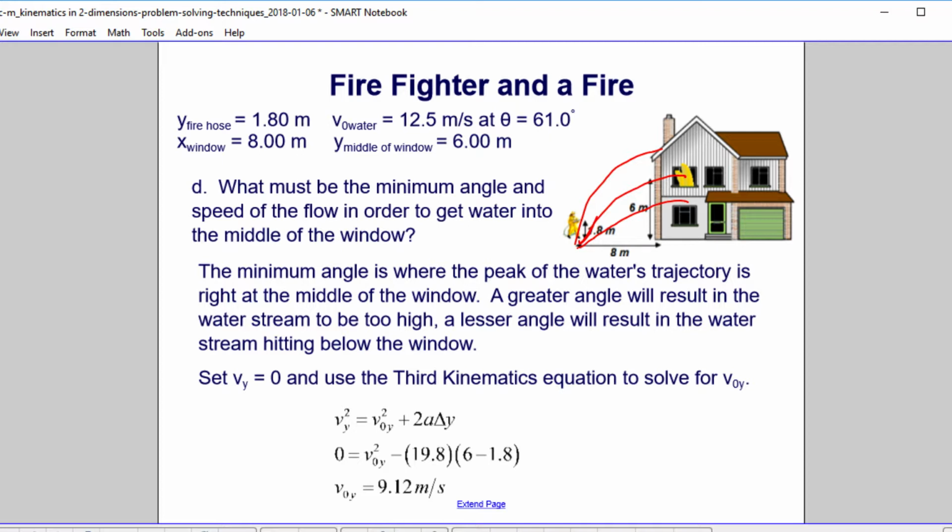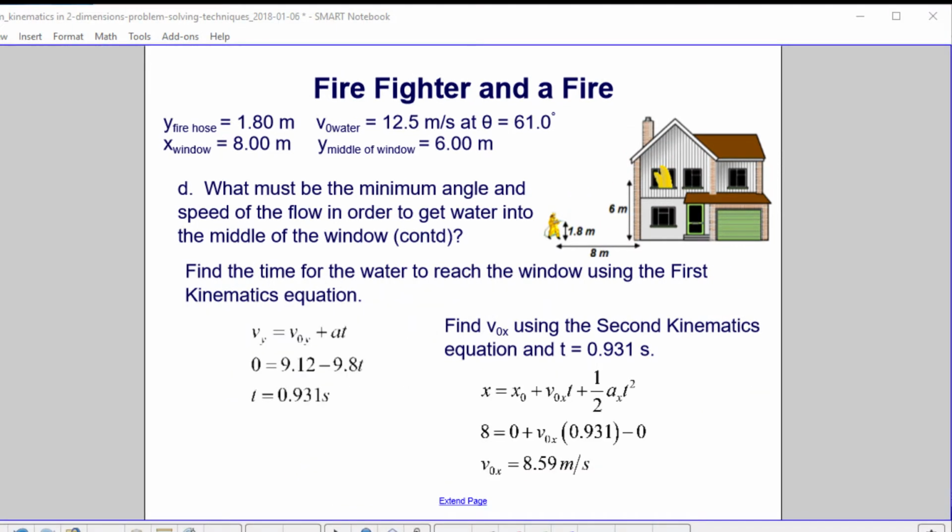So what we're going to do is set Vy equal to 0 and use the third kinematics equation to solve for the initial velocity that we need to have this case happen right here. So our final velocity is going to be 0. Our initial is what we're solving for, and then we've got 2 times the acceleration due to gravity, and then our delta y will be our final position, which is 6, minus the initial position of the hose, which you can't see, there it is, 1.8 meters. Put the numbers in, and we need a velocity of 9.12 meters per second to meet that criteria.